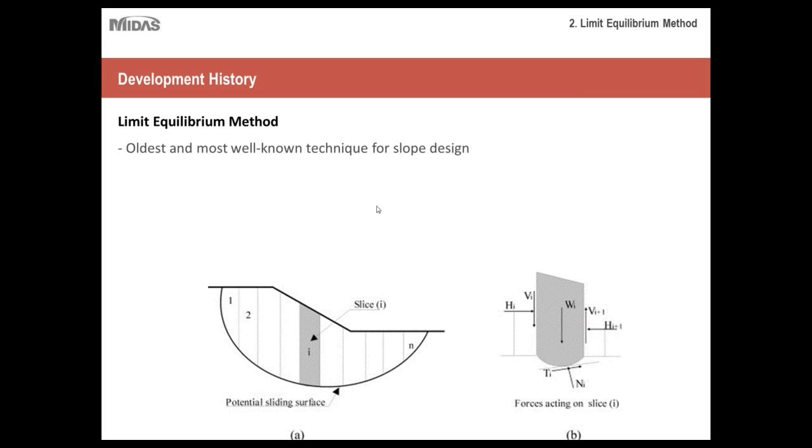The limit equilibrium method is the oldest and most well-known technique for slope design. So it's been around the longest. It's the most widely recognized. It's the most widely used. And it utilizes something called the method of slices. Essentially, engineers will take the slope and divide it into several slices, and they'll analyze the forces acting on those slices that are keeping them in equilibrium. And then, based on certain equations that have been developed, they'll take these forces and determine the critical failure surface, or the critical point, or determine the minimum factor of safety.